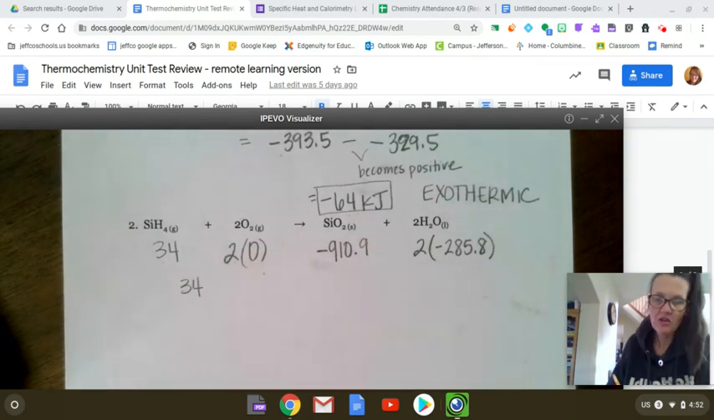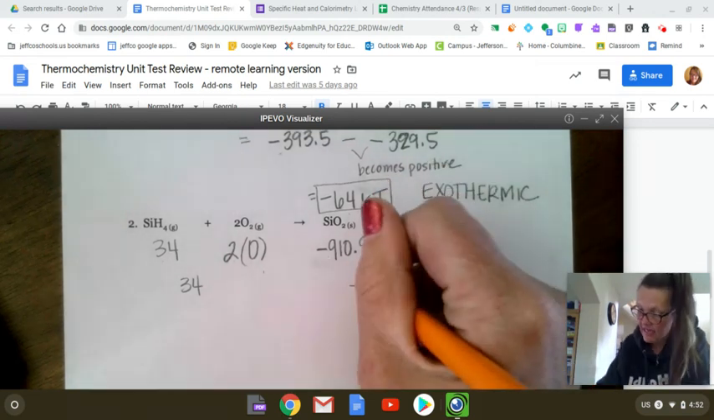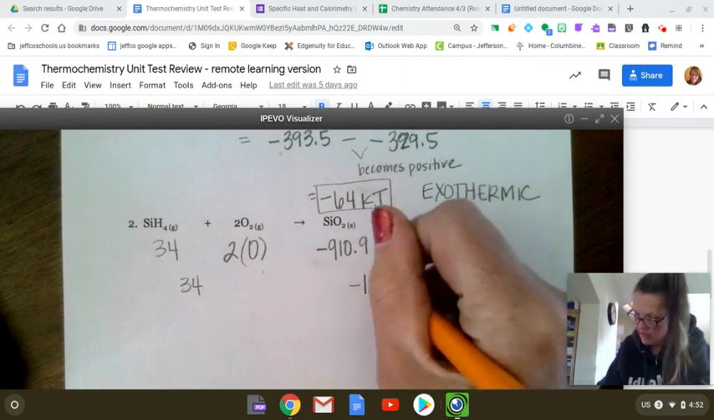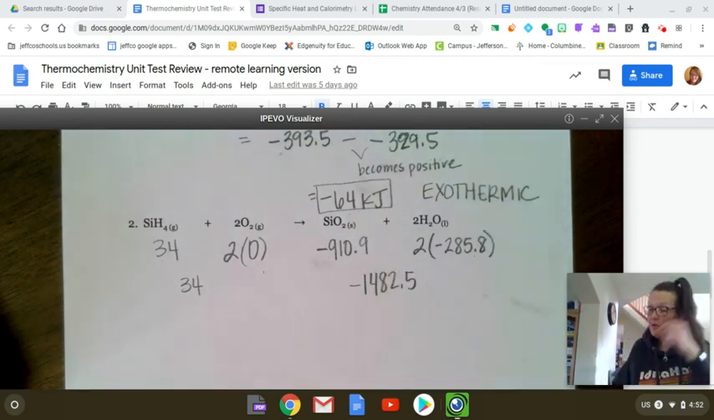Okay, that's my total. And then over here, I'm going to total these values. So I'm going to do negative 910.9 plus 2 times negative 285.8. So let's get out our handy calculator. Times 2 plus 910.9. And we get over on this side a negative 1482.5. Okay. So now I'm going to plug it into the reaction.